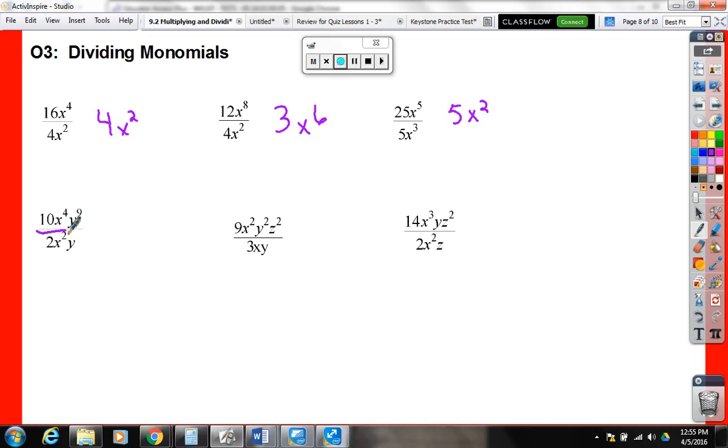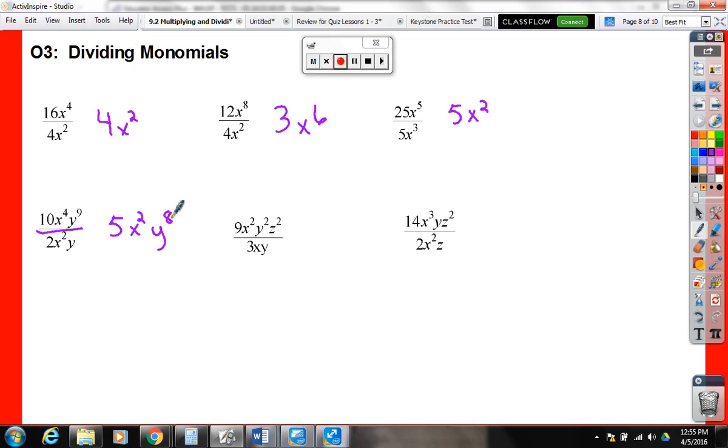The next one has more than one variable. We have x's and y's, but you're still going to do it the same way. You're going to divide the coefficients, subtract the exponents. Hope, give this one a try. 5x to the second and y to the 8th. Good.